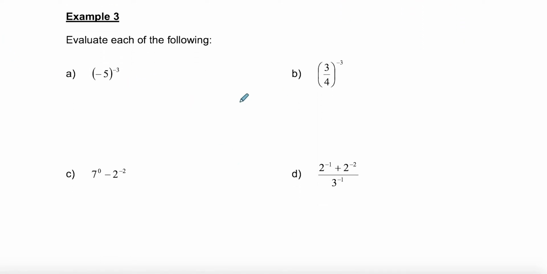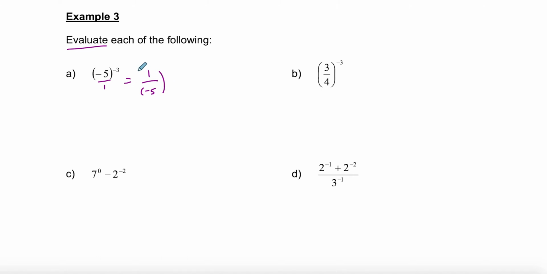Evaluate each of the following. So if you see the word evaluate, that means we do want the final answer. So one step of this, if I see 5, negative 5, that's negative 5 over 1. If I flip that upside down, I get 1 over negative 5.